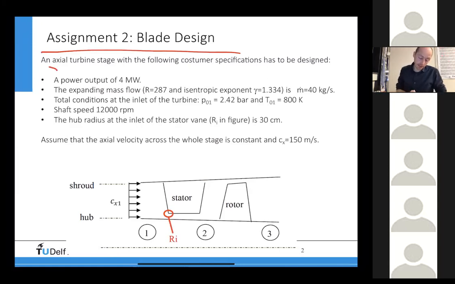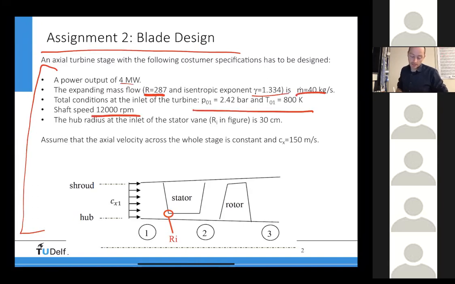These are the conditions that are given here. The power output of that stage, we are operating with a gas constant of 287 and a kappa of 1.3. Mass flow rate is given. The total conditions at the inlet are given. Shaft speed is given. And the hub radius at the inlet is 30 centimeters, which is this one here. Assume that the velocity is constant across the whole stage and it has a value of 150 meters per second.